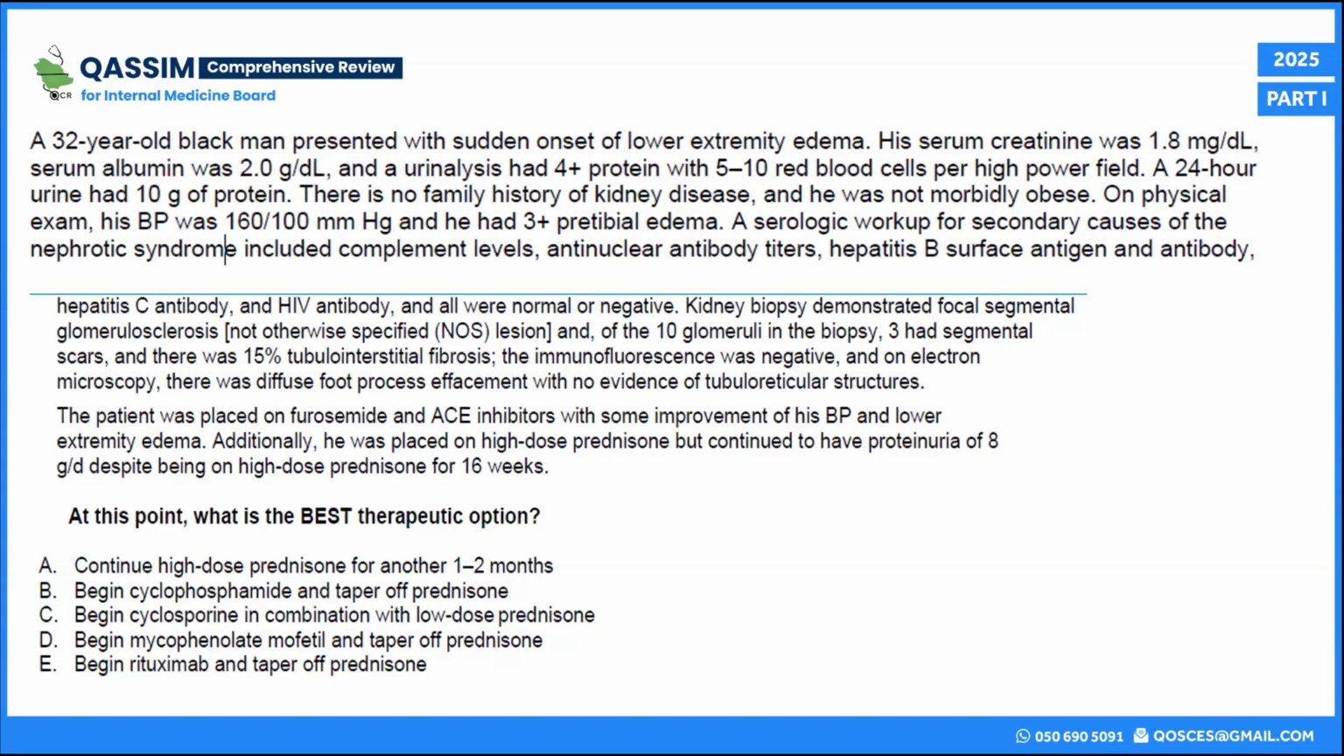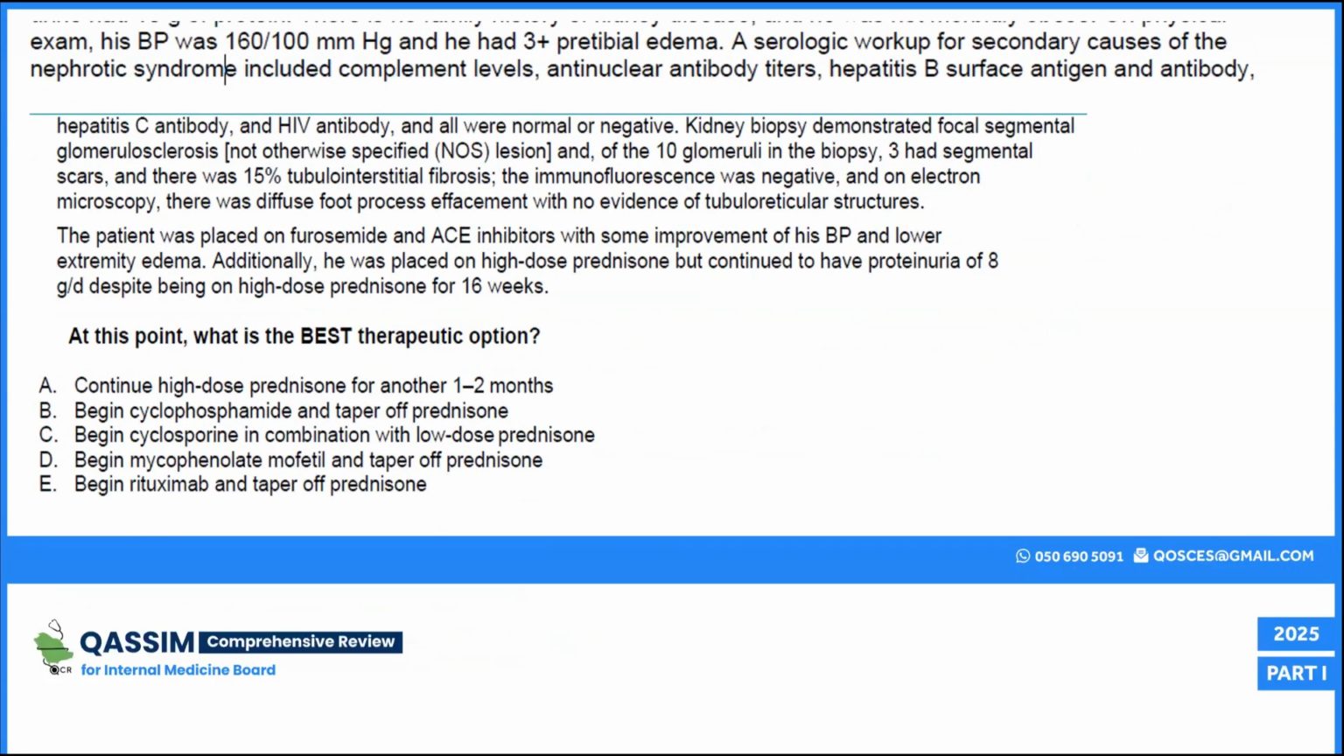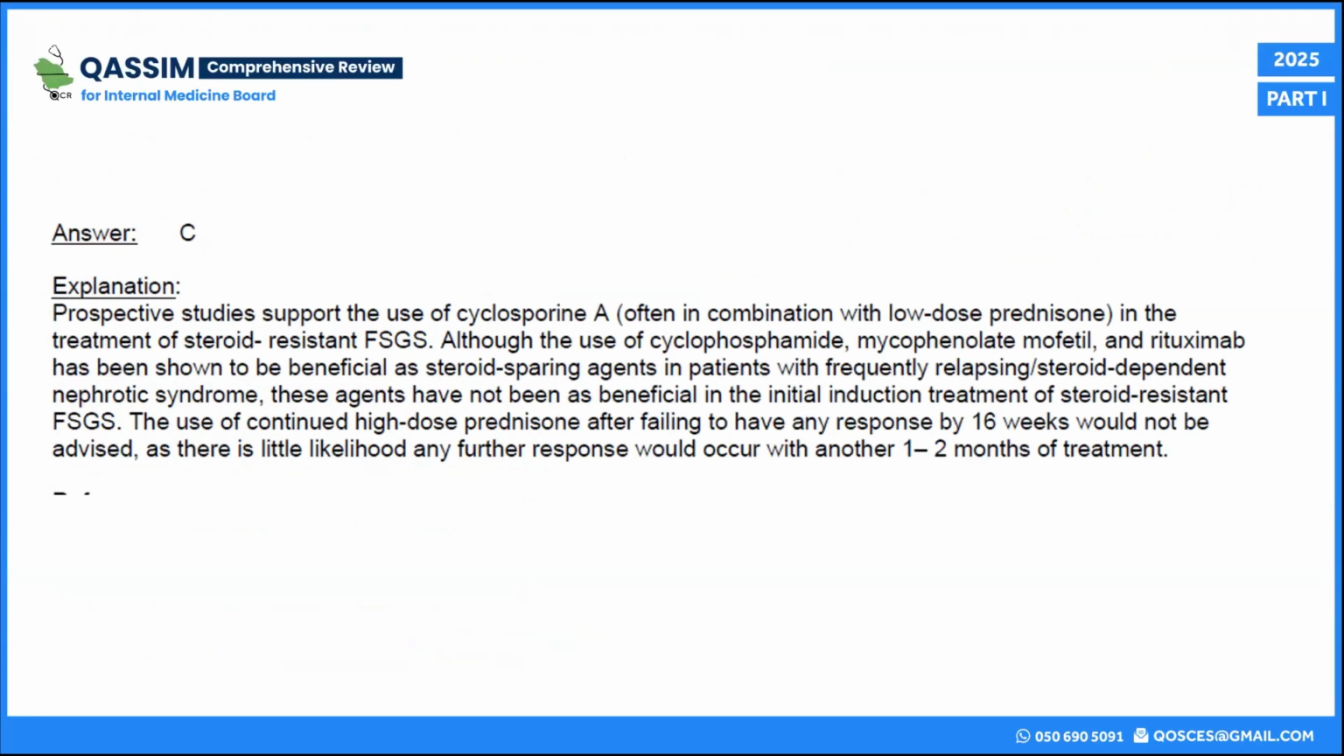Of course, we will not continue high dose prednisone now because the patient has had 16 weeks on prednisone without any improvement. What about cyclophosphamide? That's not indicated in case of FSGS. What about CellCept? It's inferior to the CNI. Rituximab, it's not now. You can use it as a third line. So the answer is what? C, as I said.